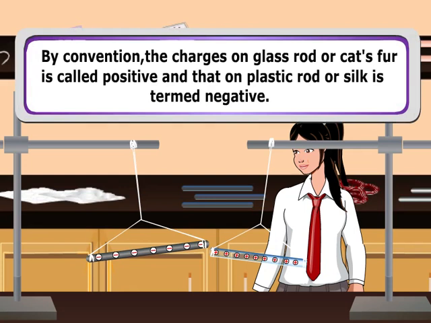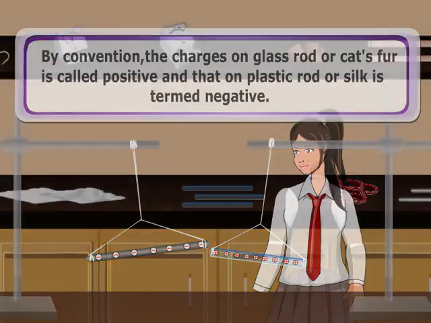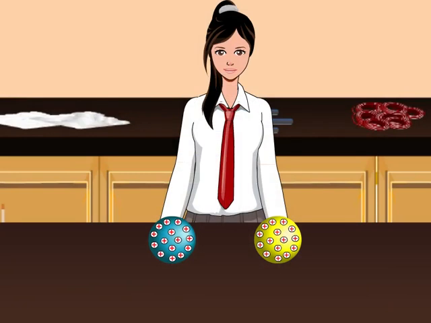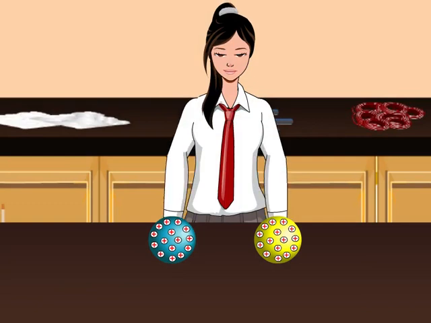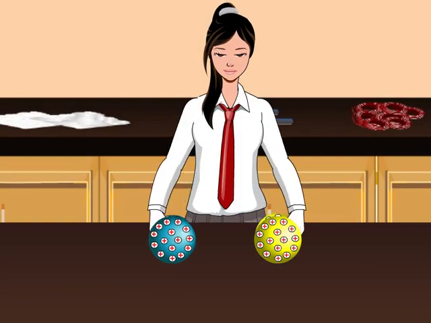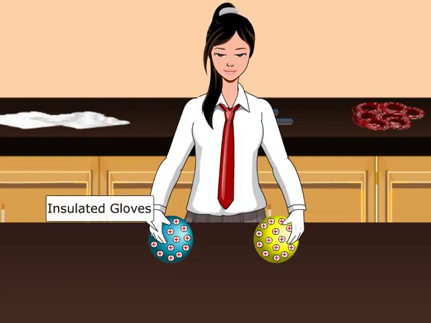By convention, the charge on the glass rod or cat's fur is called positive, and that on the plastic rod or silk is termed as negative. Let us do one more activity to understand about the attraction and the repulsion between the charges.